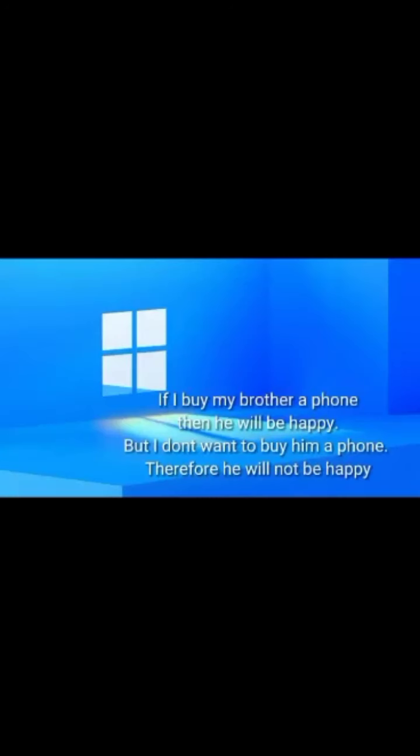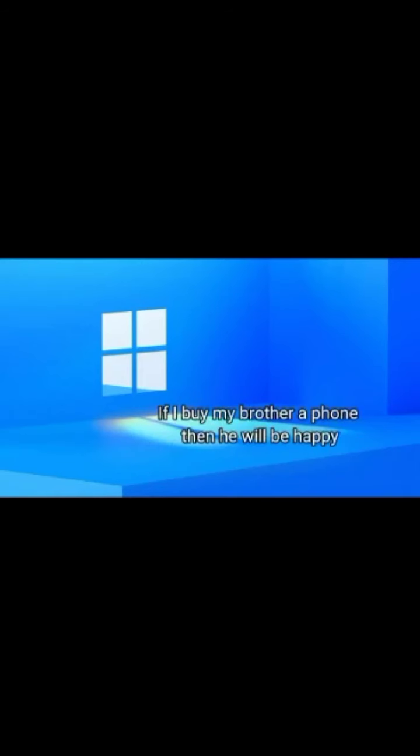If I buy my brother a phone, then he will be happy. But I don't want to buy him a phone. Therefore, he will not be happy. If I buy my brother a phone, then he will be happy is my symbol A. But I don't want to buy him a phone is my symbol B. Therefore, he will not be happy. This is the conclusion. So, this is my symbol. Based on the table, the argument is invalid.